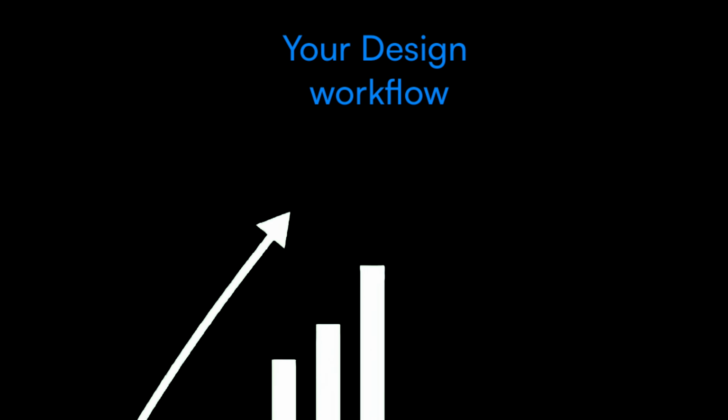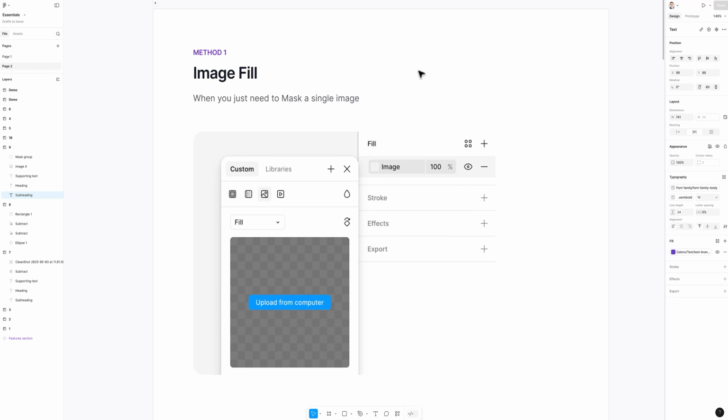Alright, now without further ado, let's get right into it and let's talk masks in Figma. Explore 6 different methods that you can apply masks to your Figma projects. The first one being the image fill, which is going to be the easiest and most straightforward one.